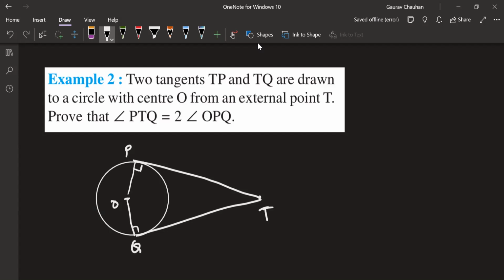Prove that angle PTQ is equal to 2 times angle OPQ. Where is angle OPQ? It's not there right now, so we have to draw that angle. So I have to join this chord here, PQ, and then only I'll get this angle OPQ. Correct? You good with this diagram?